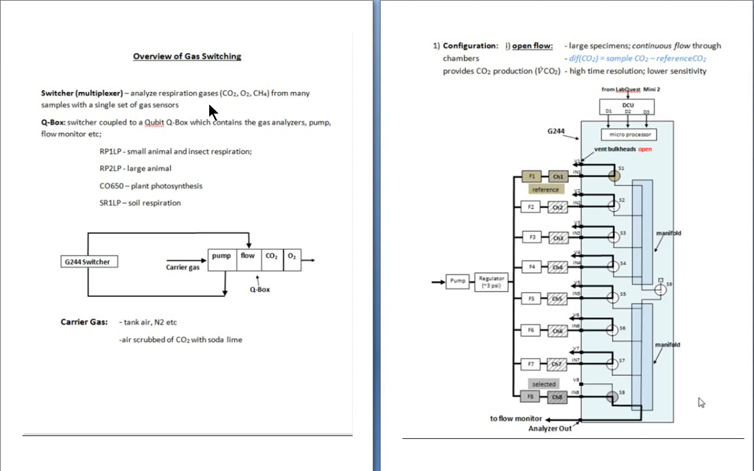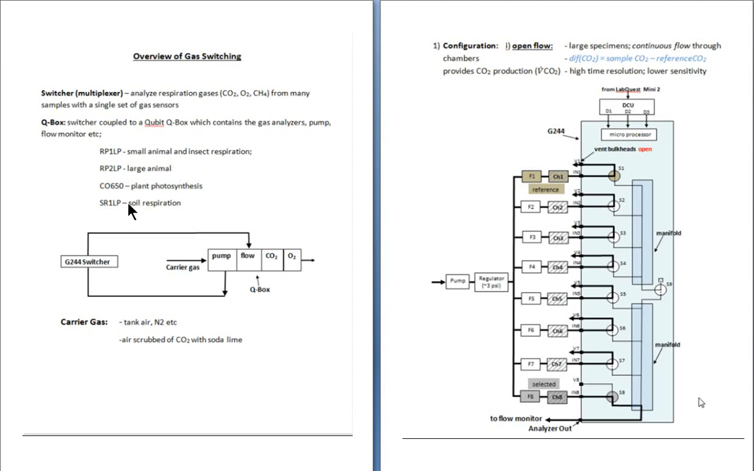The switcher is often connected to a Q box which contains the gas analyzers, pumps, flow monitors, etc. Qubit makes several different Q boxes which can be coupled to the switcher. The RP1LP is designed to measure respiration from small animals and even insects, an RP2LP for larger animal respiration, a CO650 for plant photosynthesis, and an SR1LP for studying respiration from soil bacteria.